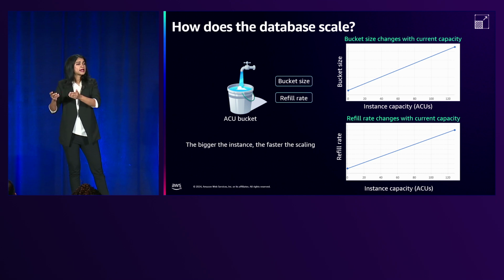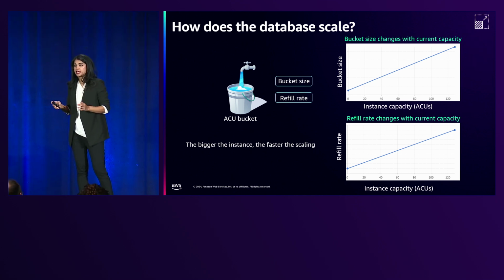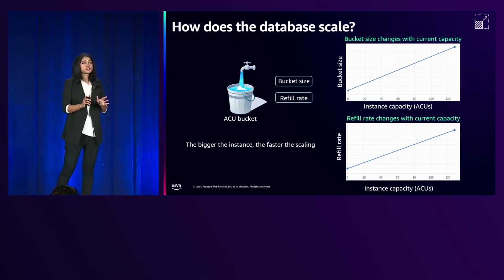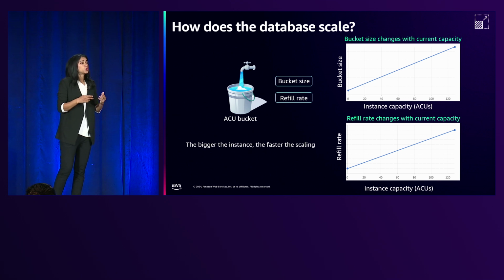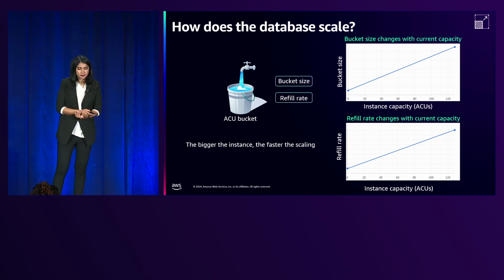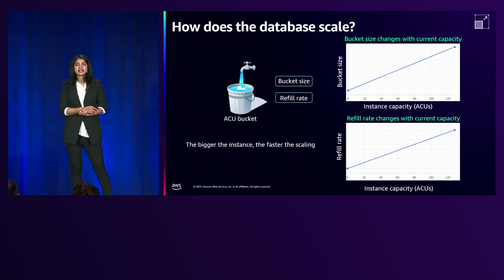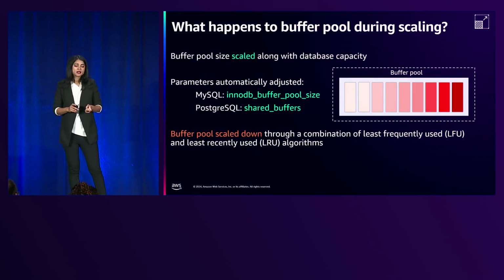So if you increase that minimum capacity, you get a faster scaling rate. Now, having said all of that, test your application out. Test out to see what minimum ACU works for you, what scaling rate is good enough for your application.